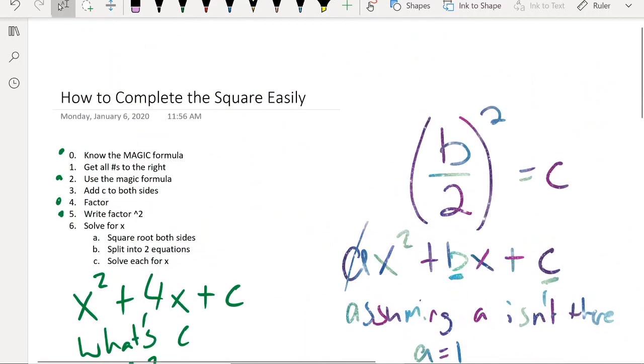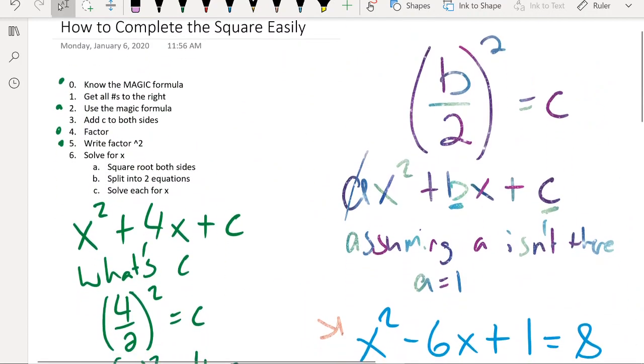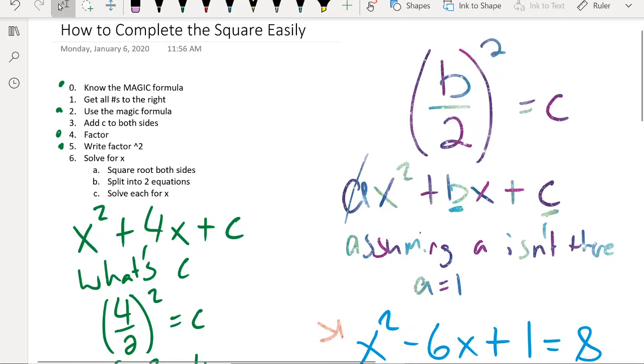So that is how you complete the square. It all boils down to knowing this magic formula. If you know this magic formula, b over 2 quantity squared equals c, then you're good to go.